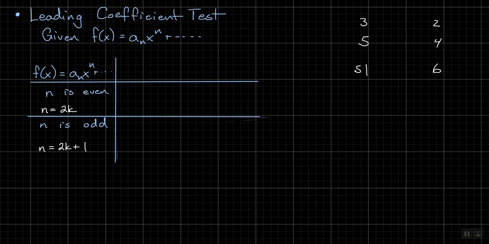I don't want to specify into even and odd. How could you separate those? Ooh, say that again. Good. A sub n could be positive, or a sub n could be negative.